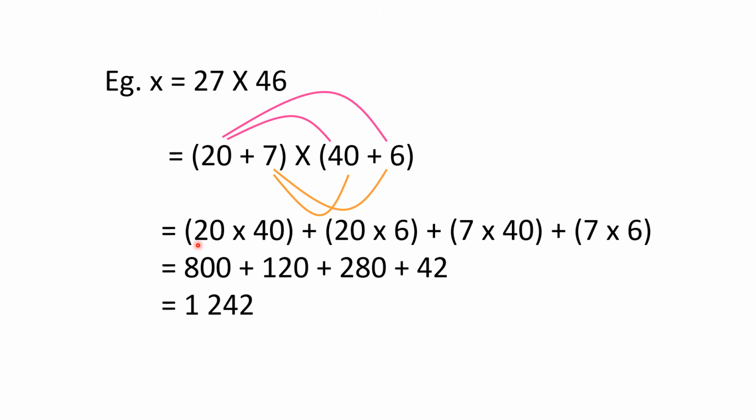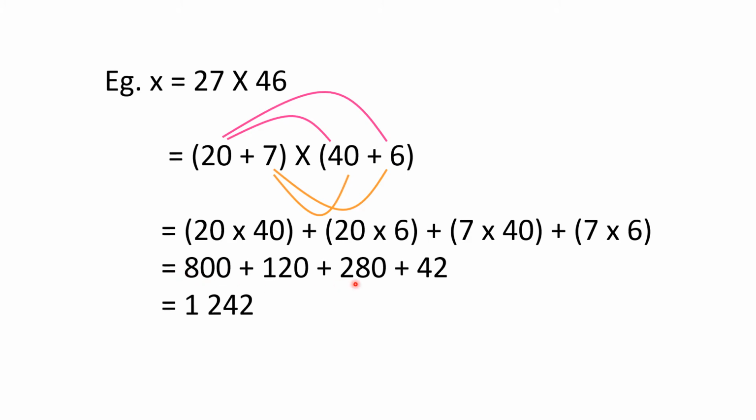And it is going to be 20 times 40, which will give us 800, plus 20 times 6, which will give us 120, plus 7 times 40, which will give us 280, and 7 times 6, which will give us 42. Then you add them all together.